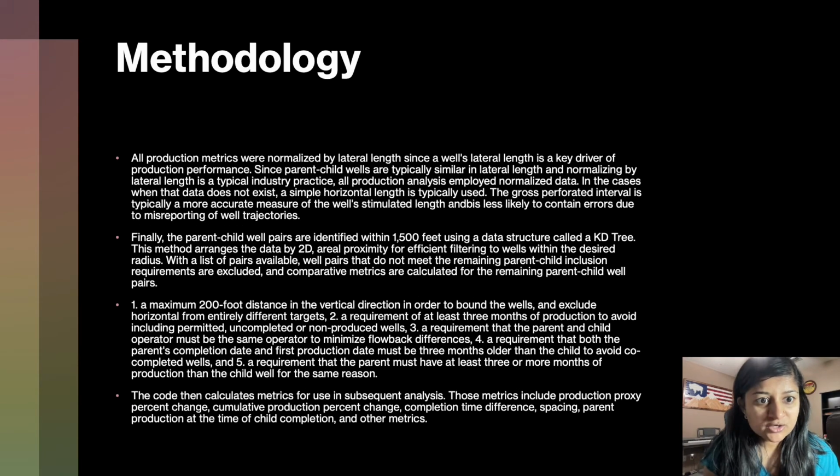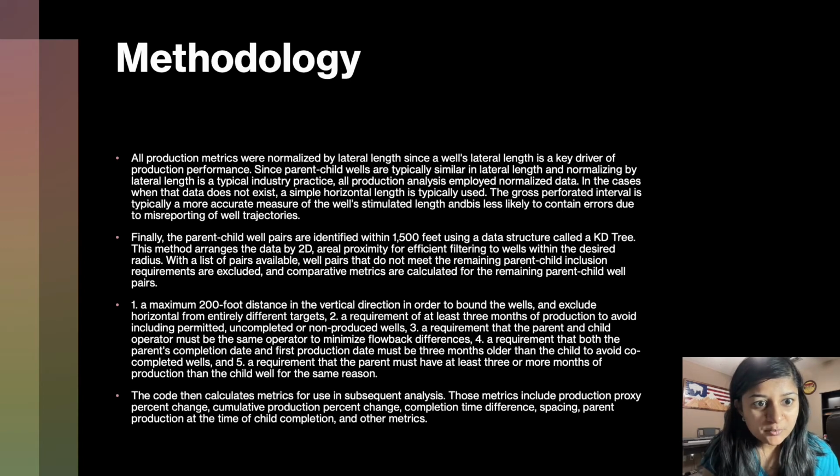All production metrics were normalized by lateral length since a well's lateral length is a key driver for production performance. Since parent-child wells are typically similar in lateral length, normalizing by lateral length is a typical industry practice. All production analysis is employed normalizing the data. In the cases when the data does not exist, a simple horizontal length was typically used. Gross perforated interval is typically a more accurate measure of the well-stimulated length and less likely to contain errors due to misreporting of well trajectories.